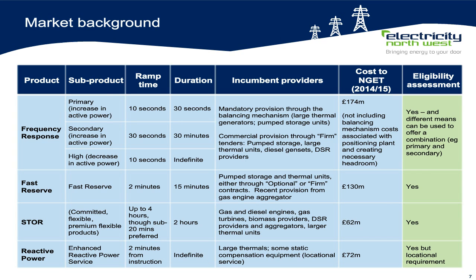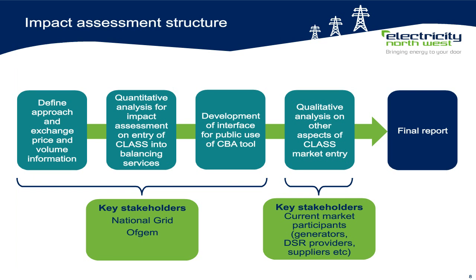Stepping on to slide 8, I'd like to talk about how we've approached the extension project. Broadly, we've split this into 5 chunks, as it were. So first was to define the approach and exchange price and volume information with E&W and National Grid. While there's a lot of public information on the value and size of the balancing services markets on Grid's website, it's taken a bit of data manipulation and liaison with National Grid to understand what numbers mean what, in essence. Then we've conducted some quantitative analysis for the entry of Class. So we've basically built stacks of plant and then taken Class capacity and displaced capacity out of those stacks. But Chris is going to talk more about that in a second.